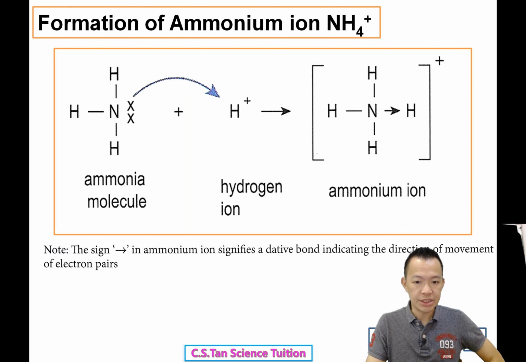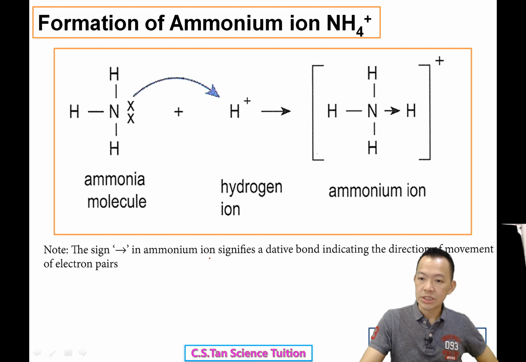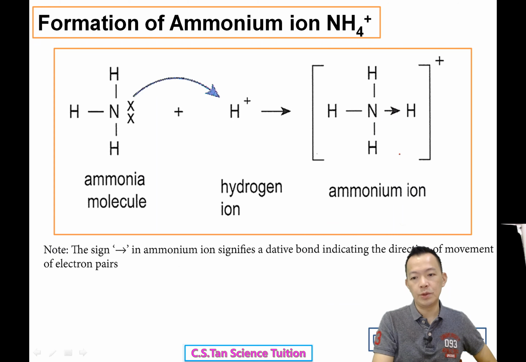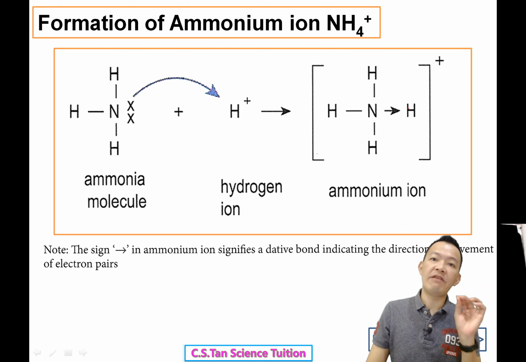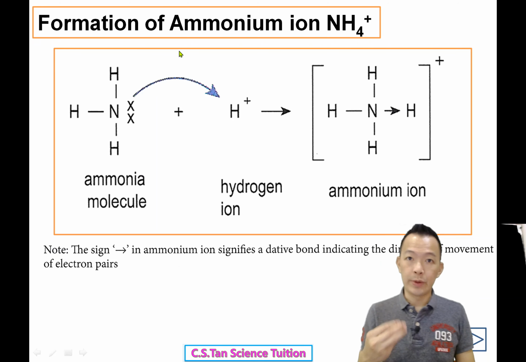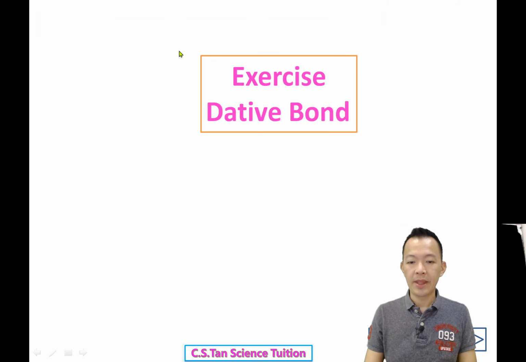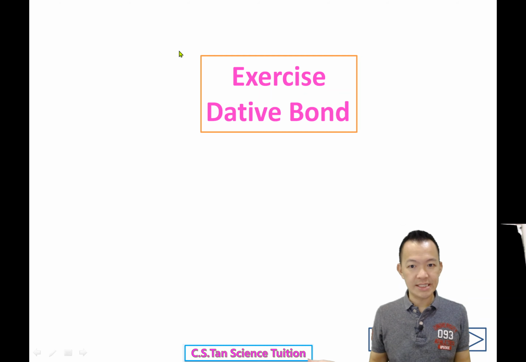So what is the meaning of this arrow? 这个箭头是什么意思呢？Okay. So the sign arrow in the ammonium ion signify a dative bond indicating the direction of the movement of the electron pair. So 这个箭头就代表着那个 electron 的去向, nitrogen contribute all the electron to hydrogen 呢。So 就是我送给你呢，我们两个 share 呢。Okay, so this is a dative bond between hydrogen ion and ammonia. 它突然间不小心形成的。Okay, special 的，很乐意，很奇怪的。Okay, so after this, we're going to try the dative bond exercise. Bye bye.